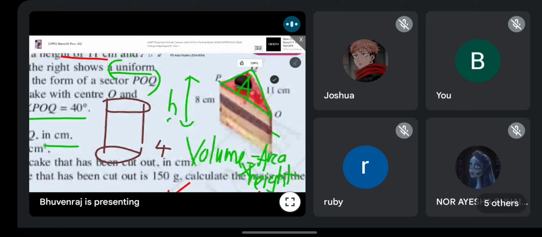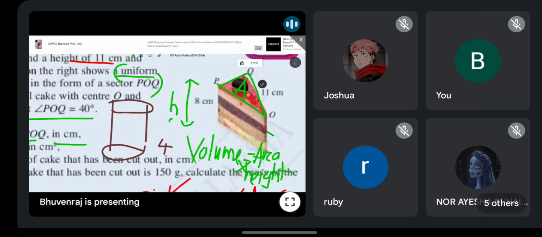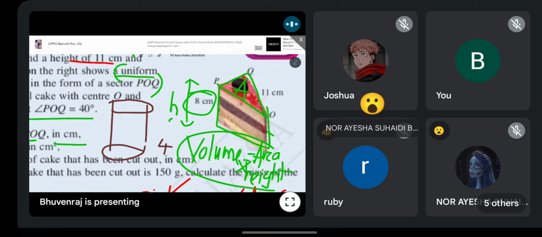So can you all understand why the volume of the cake is like that? Kamu ambil jawapan kat A2 kali 8 cm saja. You will get the volume for this whole cake. Understand guys? So this is how you solve A3. The concept is volume equals area times height sahaja. Okay? So why I say like this?